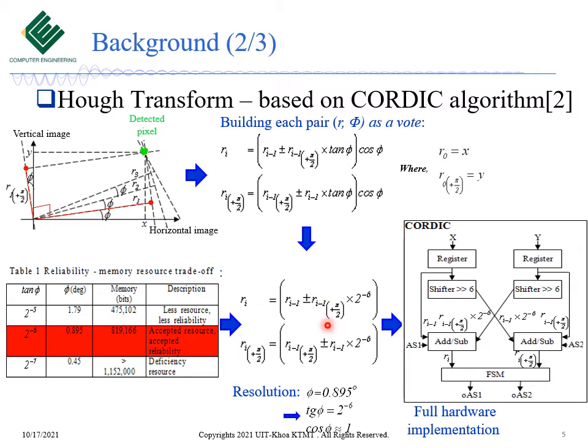In these equations, you can see 2 power of minus 6, so we can use shifter operators. And now we only have subtraction and addition operations, so we have already removed the multiplications. So by this way, we can design the full hardware for the CORDIC, and we apply the full hardware CORDIC to calculate the Hough transform for lane detection.